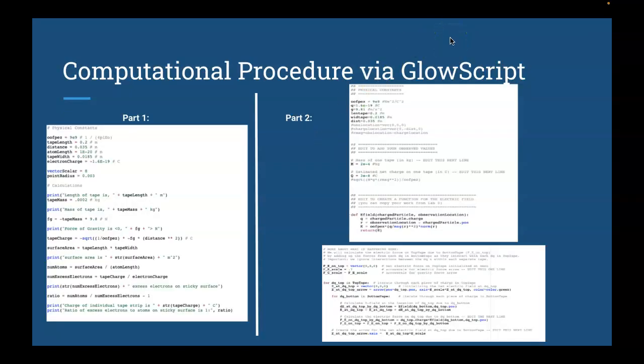Here we can see the actual code for the computational procedure via GlowScript, and in part 1 you can see how we declare the initial dimensions of the tape and make the according calculations similar to the previous slide. In part 2 we can see how we used similar declarations as in part 1 and create a function for a set of line charges to model the net electric field for the two pieces of tape.